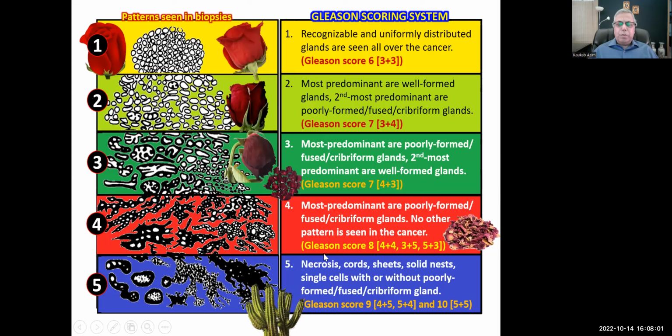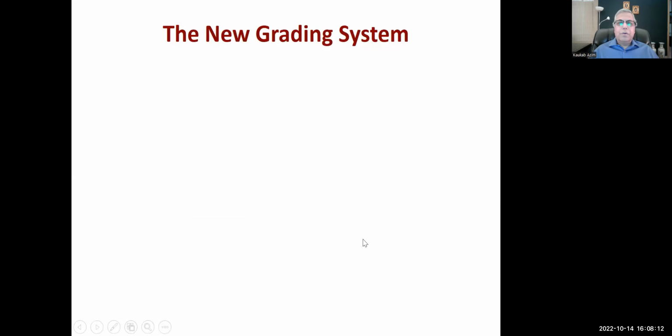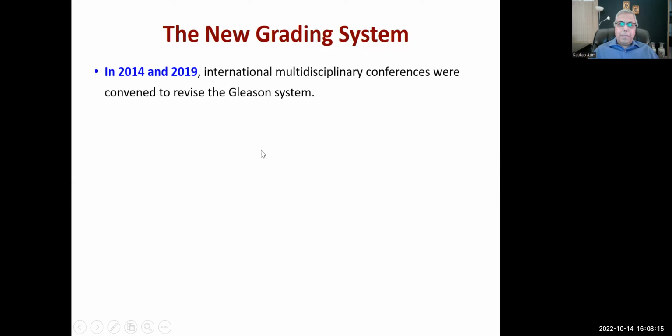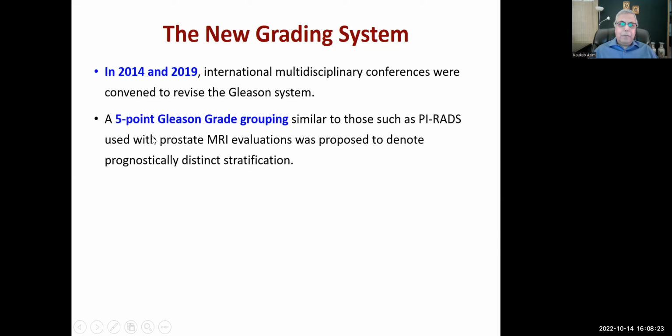But because of these problems, previously we used to group Gleason score 8, 9, 10 as one group, but clearly this group is more aggressive than this one. So now we have got a new grading system. In 2014 and 2019, international multidisciplinary conferences were convened to revise the Gleason system. A 5-point Gleason grading grouping, similar to that used with PI-RADS in prostate MRI evaluations, was proposed to denote prognostically distinct stratification, right? And this is based on the Gleason scoring system.